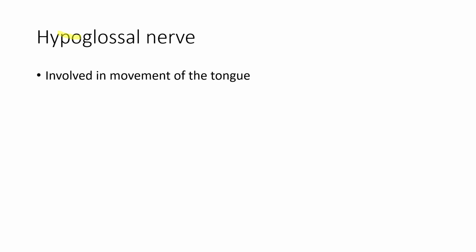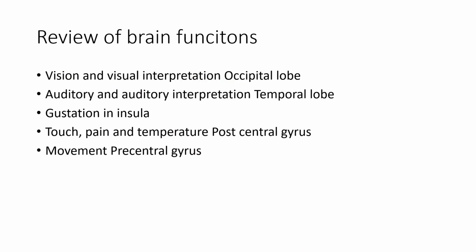Remember, hypo means below, glossal means tongue. So it's a muscle that goes under the tongue, and it's involved mainly in movement of the tongue. And so with that, we actually have the 12 cranial nerves and how you could check them. If you think about it, smell, easy to check, just have them smell something.